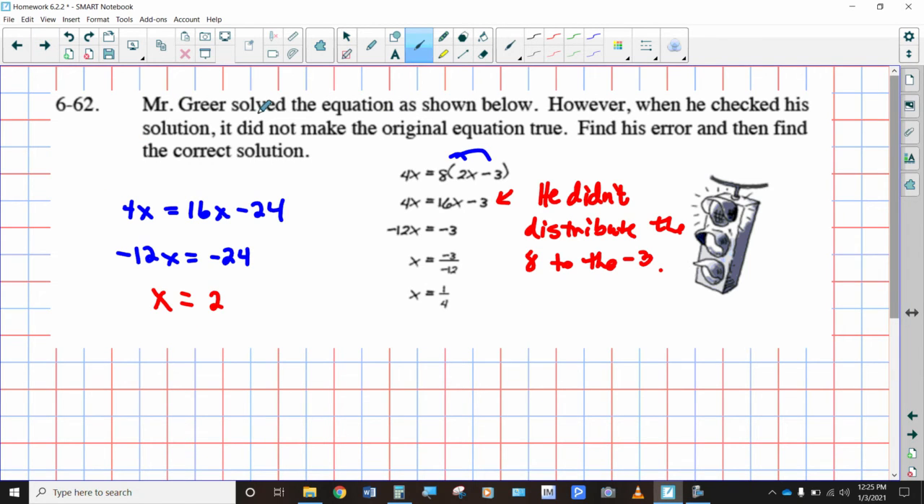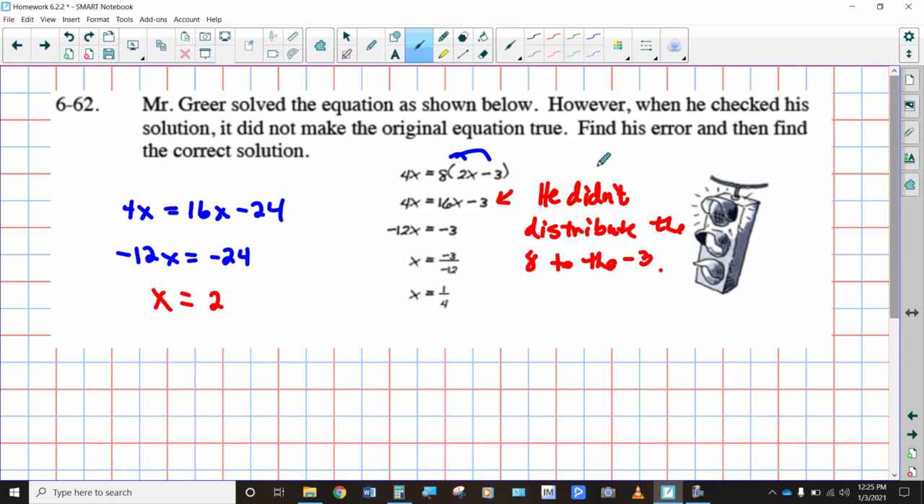All right, Mr. Greer solved the equation as shown below. So this is similar to what we did yesterday, where there's a mistake that was made. Showing your work allows you to go back and review your work to determine if it's obvious what your mistake was, if you made a mistake. First of all, you would have to check the solution to know whether or not you made a mistake. So if X is equal to 1/4, then you should be able to plug it in here and get both sides equal to each other, but they are not.